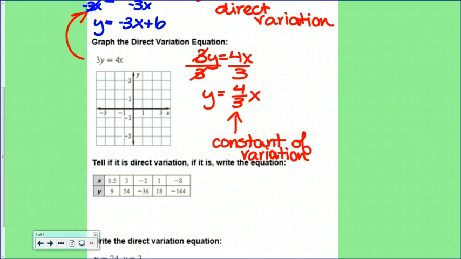So we're not adding or subtracting anything, so my y-intercept is right at 0, at the origin. And then we're going to plot the next point using our slope. So rise over run, so we're going to rise 4 and run to the right 3. So 1, 2, 3, 4. 1, 2, 3. That's our new point. And then draw your line.